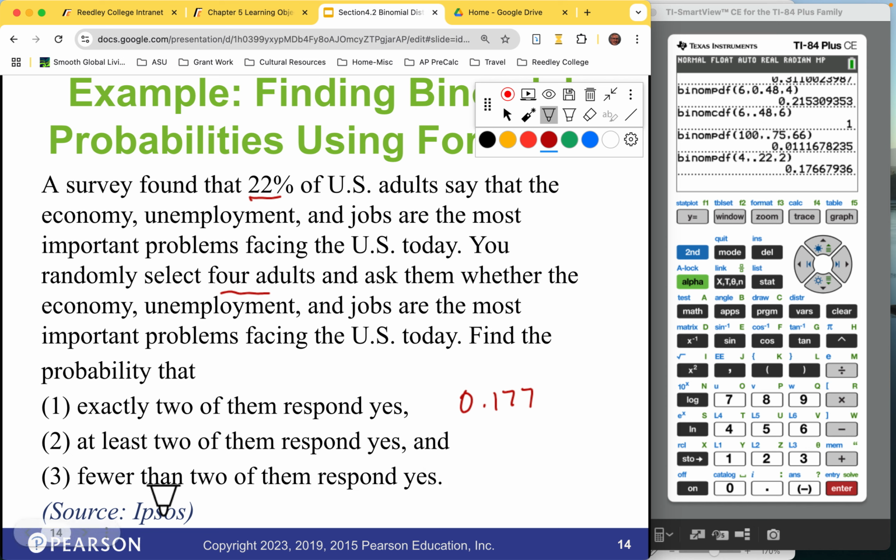Now we got to get a little tricky here. The probability at least 2 of them respond yes. At least 2 means how many? 2, 3, or 4, right? We don't have a feature that will give us that. So one way to do this is we could calculate 2, 3, and 4 and then add them together. If we wanted to use the cumulative one, what would we have to do?